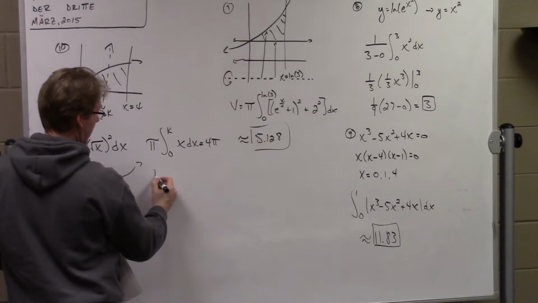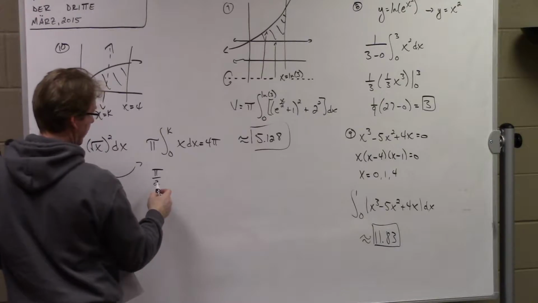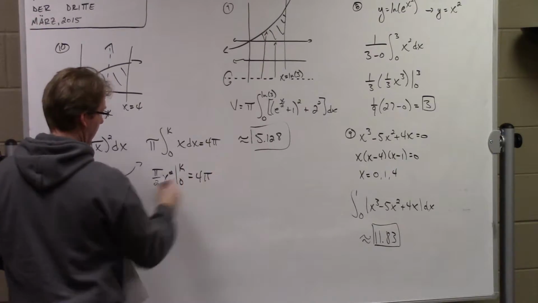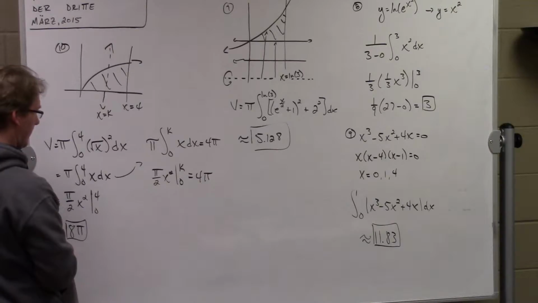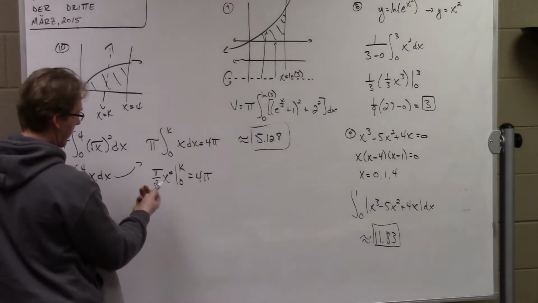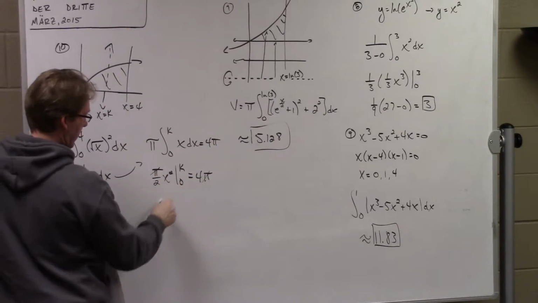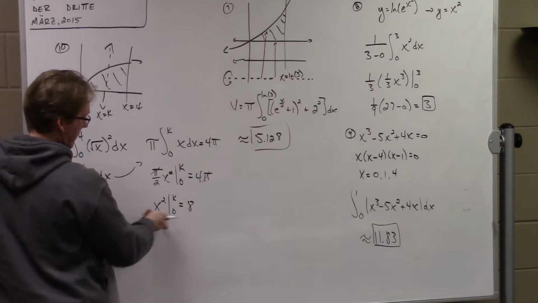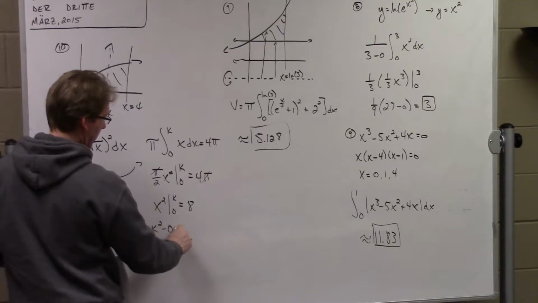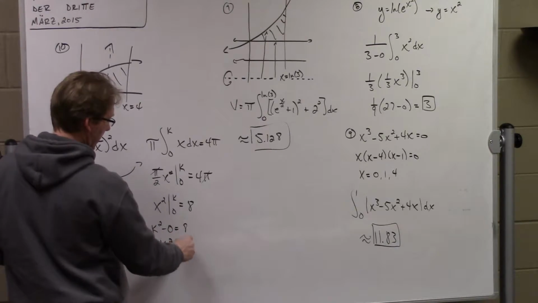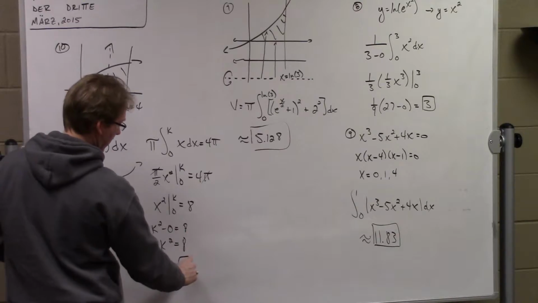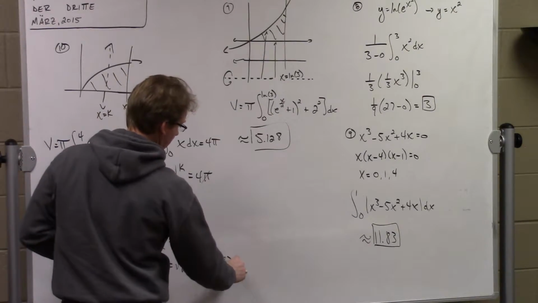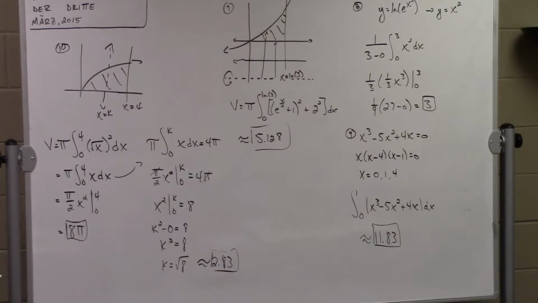That's relatively simple. This is going to be pi over 2 x squared from 0 to k will equal 4 pi. The pi's will cancel out, multiply by 2, so I get x squared from 0 to k is going to equal 8. If you actually evaluate this, you'll get k squared minus 0 equals 8. So we get k squared equals 8, and k is the square root of 8, which they put as 2.83. Love it.